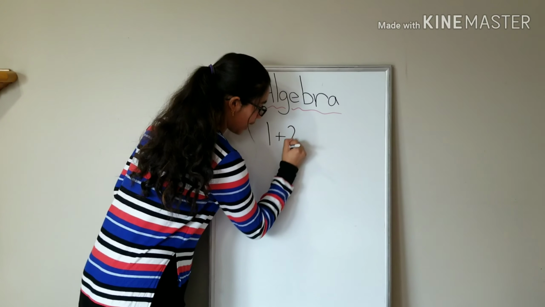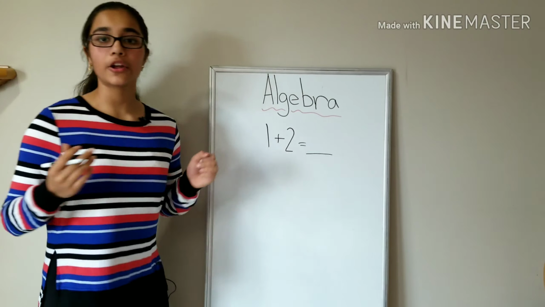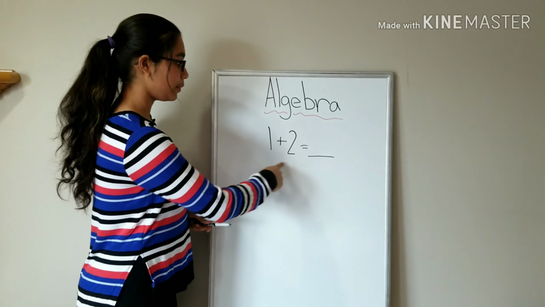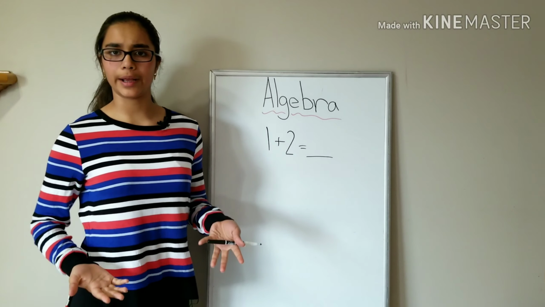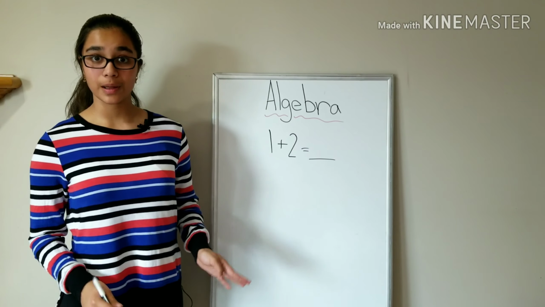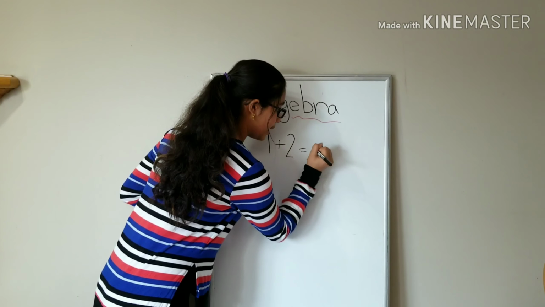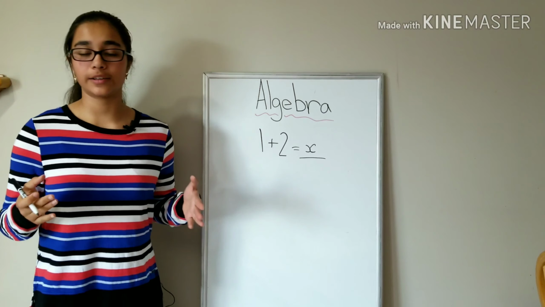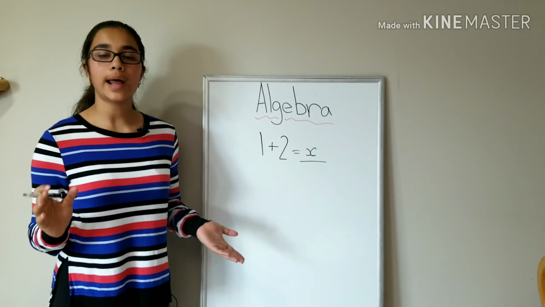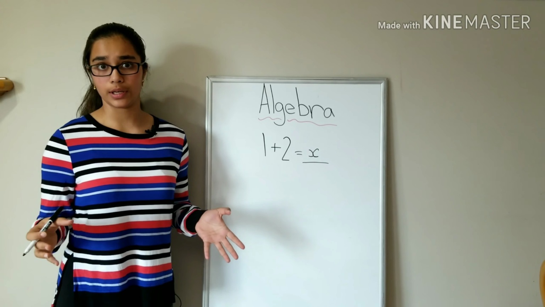When we were doing arithmetic, we would normally just leave the equation as 1 plus 2 equals blank. What's the answer? We don't know. That's what we need to figure out. But when we're doing algebra, we put a symbol there instead to hold the spot of the answer. So when someone asks you to do the question, you would answer what that symbol means. That symbol can be located anywhere in the equation.